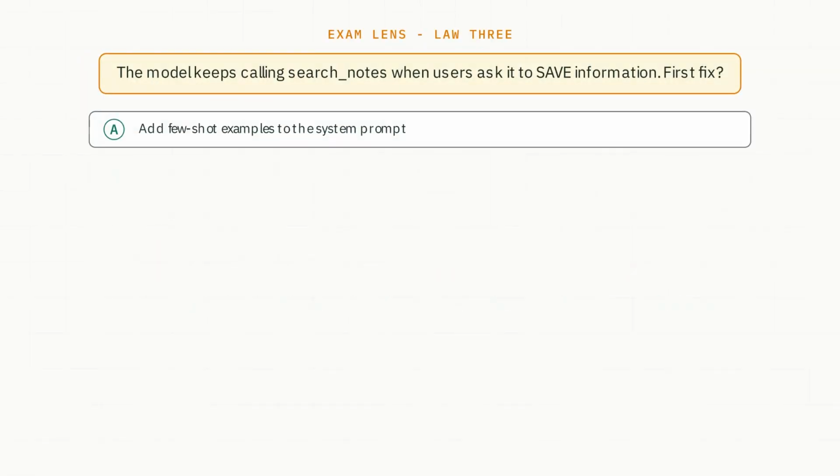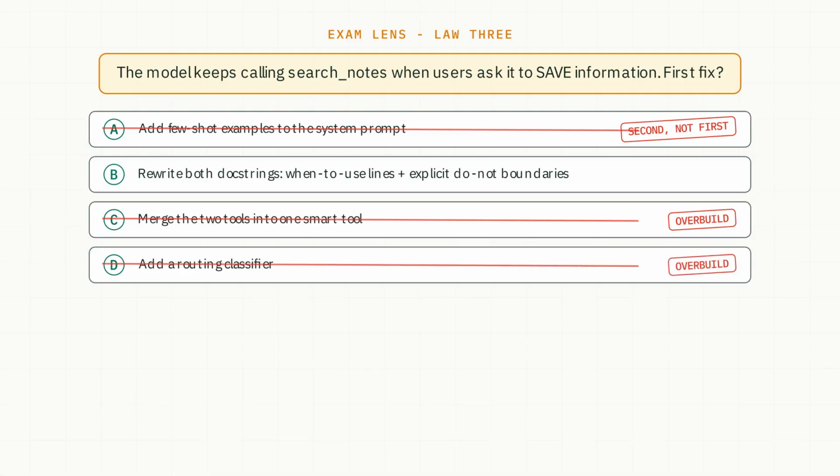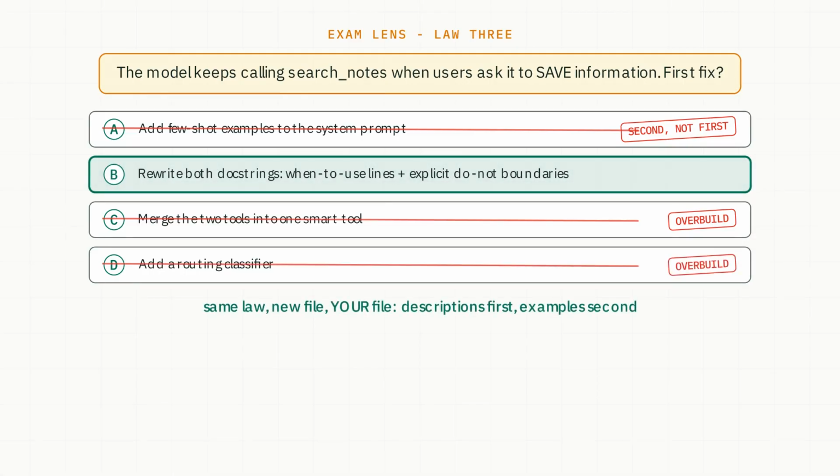Second, the model keeps calling search notes when users ask it to save information. First fix, options: add few-shot examples to the system prompt, rewrite both docstrings with when-to-use lines and explicit do-not boundaries, merge the two tools into one smart tool, or add a routing classifier. You've known this answer since the certification series, and now you know where it lives, the docstrings. Law 3, descriptions first, examples second, and the merge and the classifier remain the overbuilds they always were. Same law, new file, your file.